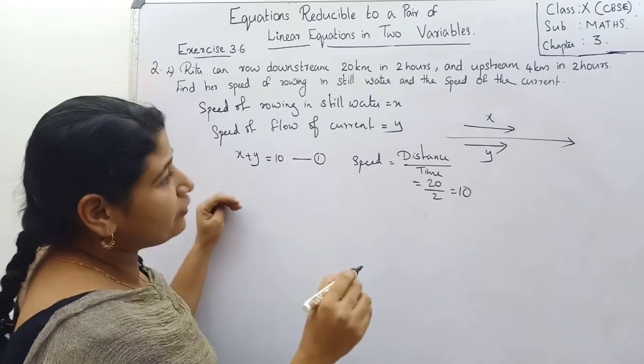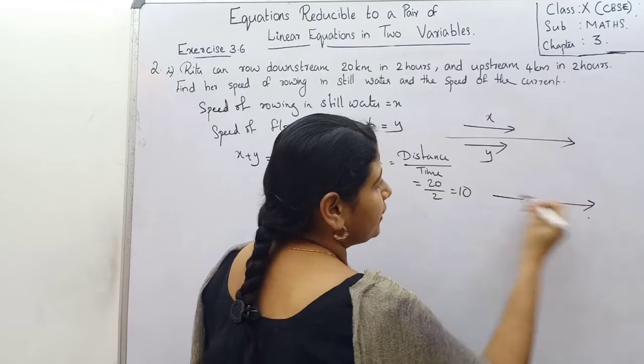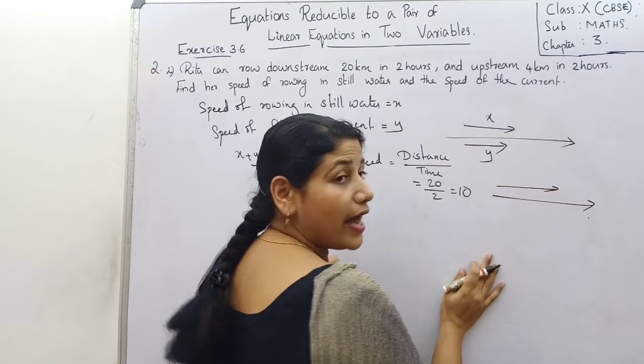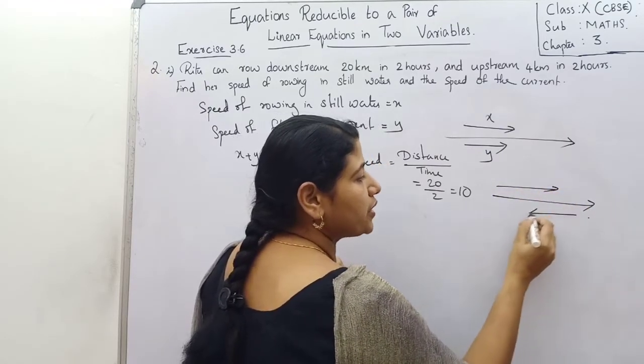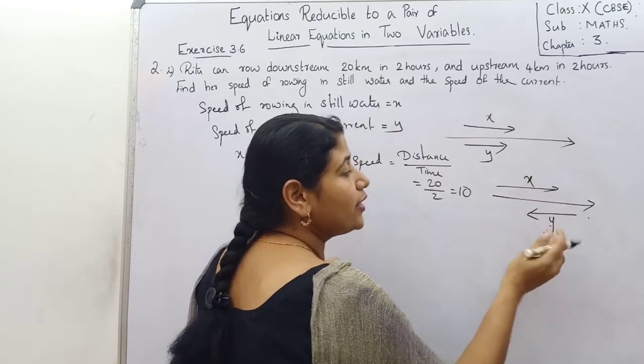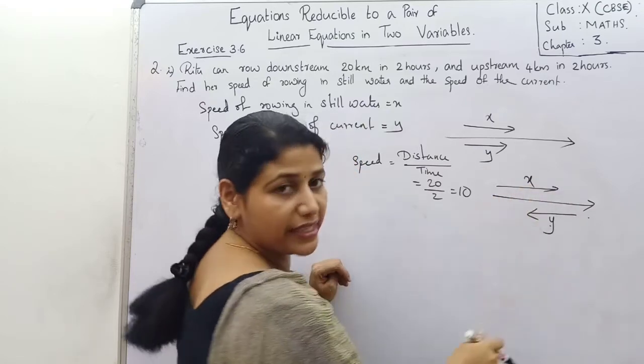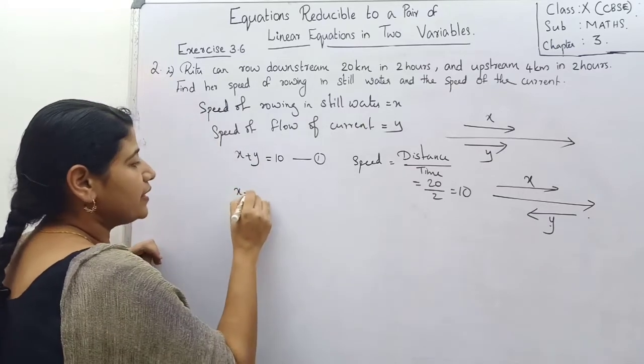And what about the second one? This is the stream and Ritu is traveling in this direction and the flow of water is in the opposite direction. This is x and this is y. So the total speed must be x minus y. Okay, this is x minus y.